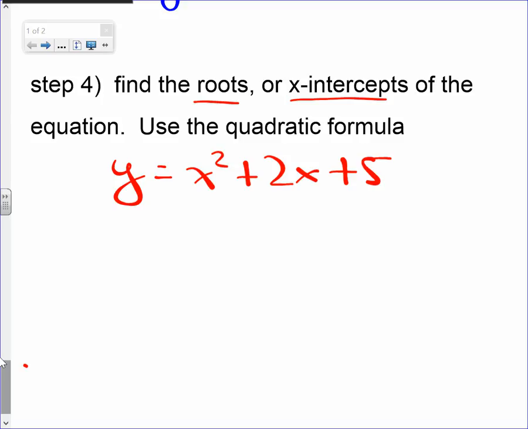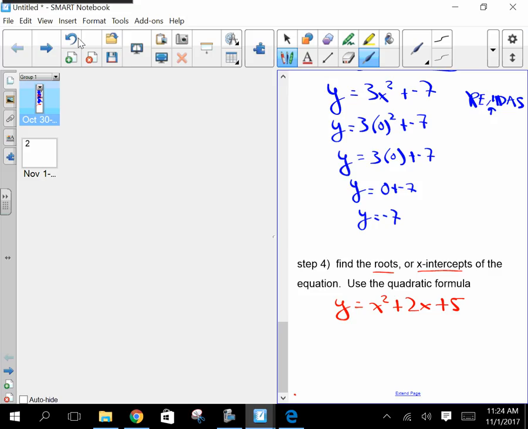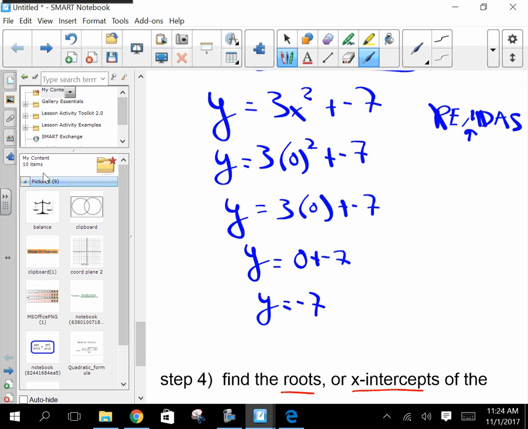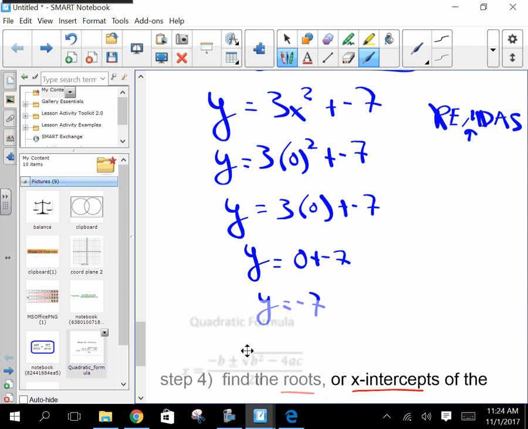So they mean the same thing. Roots and x-intercepts are, in English, they call them synonyms: two words that mean the same thing. Let's find them. How are we going to find them? We're going to apply the quadratic formula. What is the quadratic formula? Well, we did that last week. You guys should have memorized that by now. The quadratic formula looks like that.